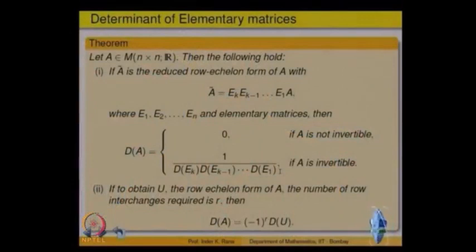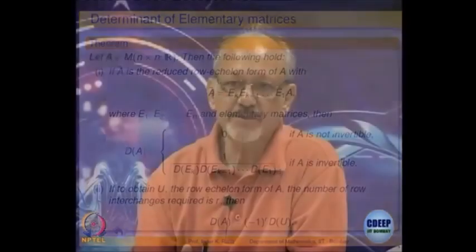So, these are useful in computing. We will see how they are useful in computing. Is the proof of this clear? It is just saying, first step, the reduced row echelon form is a product of elementary matrices times the matrix A. Apply determinant on both sides, use the product property and write it down. Okay.